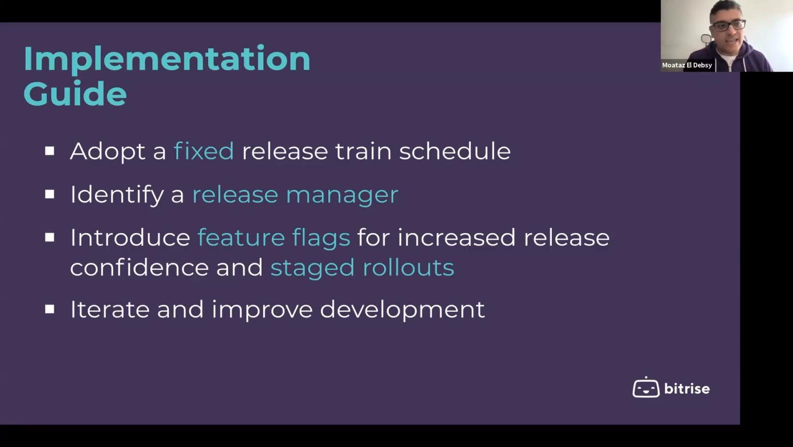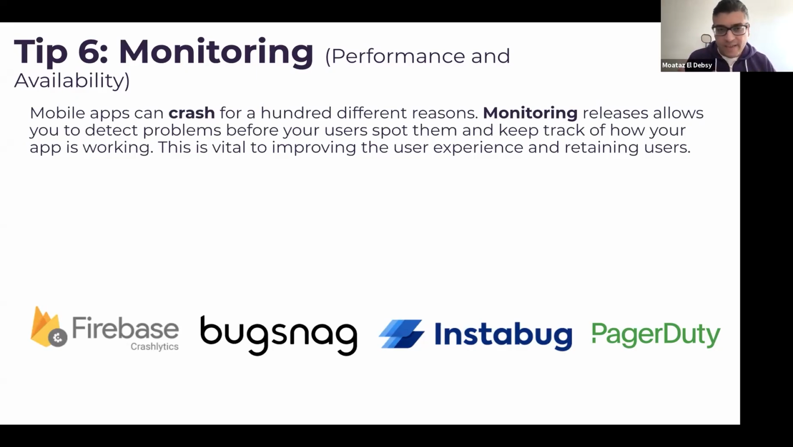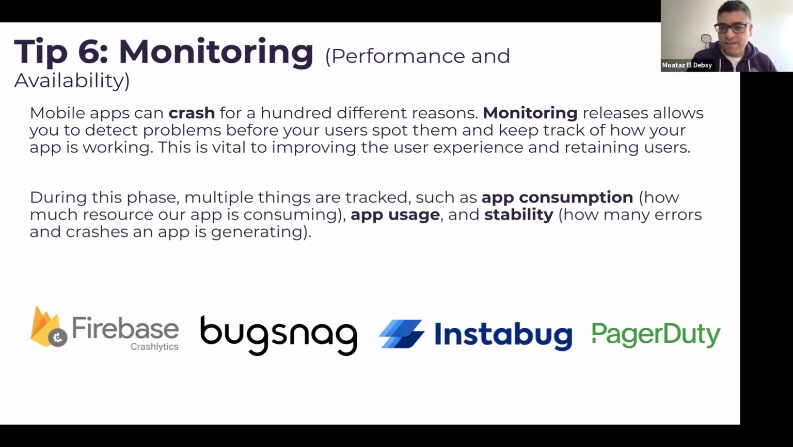As we mentioned, mobile DevOps is about continuous improvement, continuous deployment, and continuous feedback. The sixth step is about monitoring. Once we have released our application, even if we are using a release train or our current process, monitoring should also be added for performance and availability. After releases, a mobile app can crash for 100 different reasons. Monitoring releases detects the problems and sends you the track or the issue, and you can start investigating what the issue in the application is. During this phase, multiple things are tracked, such as app consumption, app usage, and stability of the application.